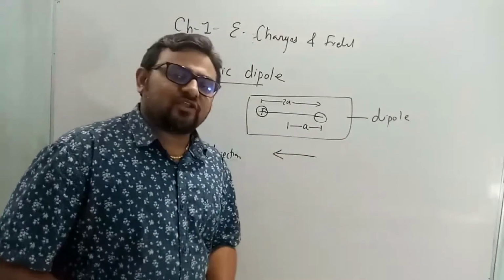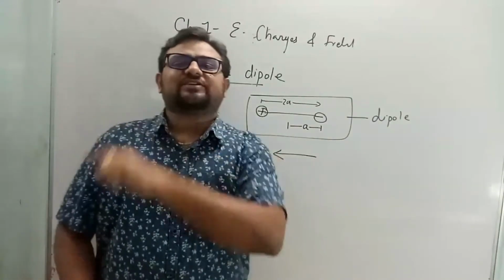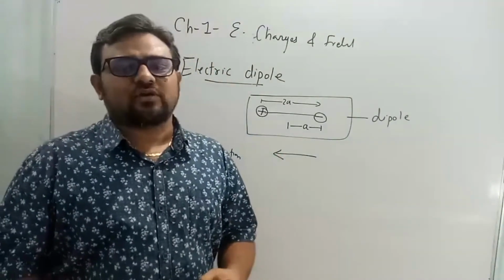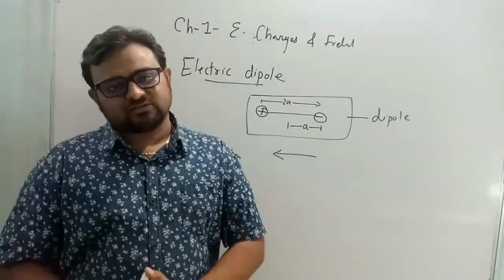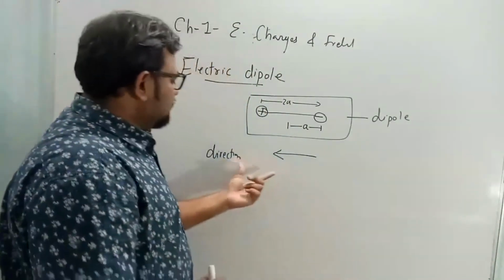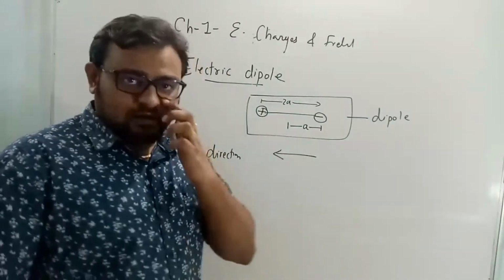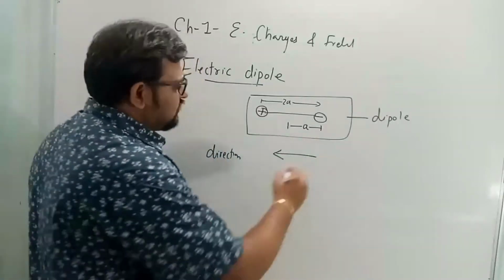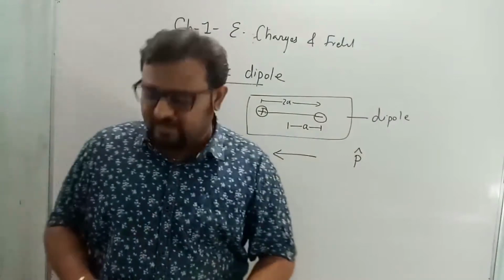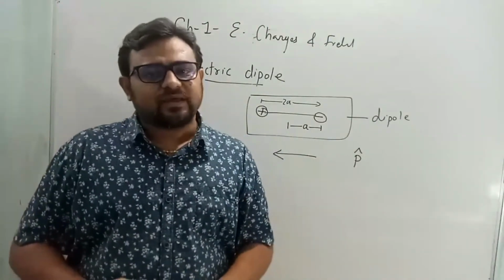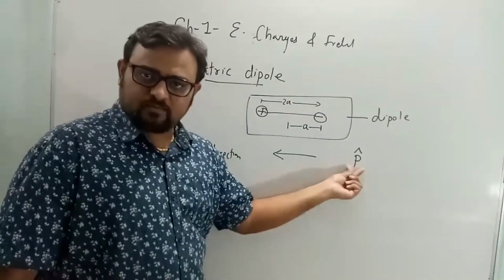See, you can see the direction of the arrow is from negative to positive. So the direction of the dipole is from negative charge to positive charge. That is the direction of the dipole. Clear? So we can give the direction name as unit vector p, because p is the symbol for dipole moment.